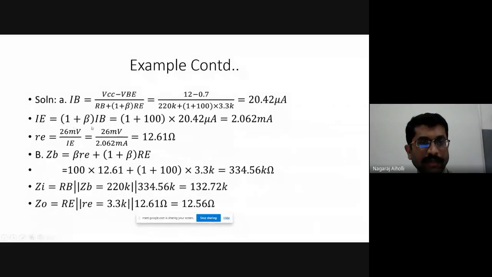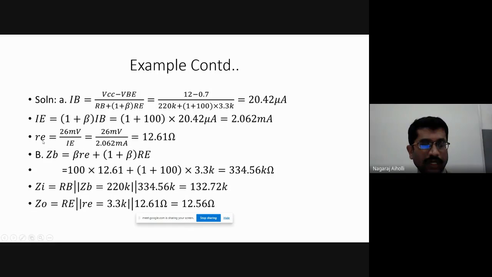Then IE is 1 plus beta into IB, that is 1 plus 100 into IB, what we just now got, 20.42 microampere. This will be 2.062 milliampere. Next, if you want to find the value of RE, we know that RE is 26 millivolt by IE.